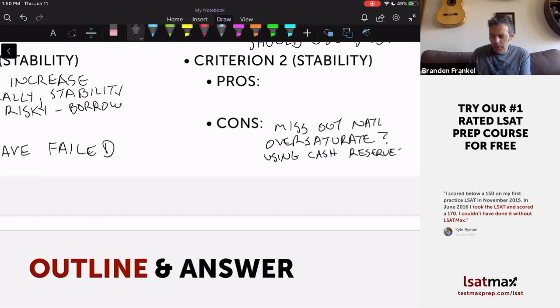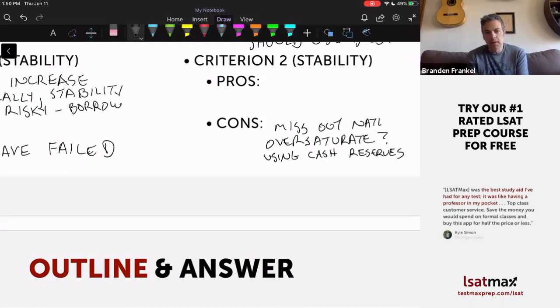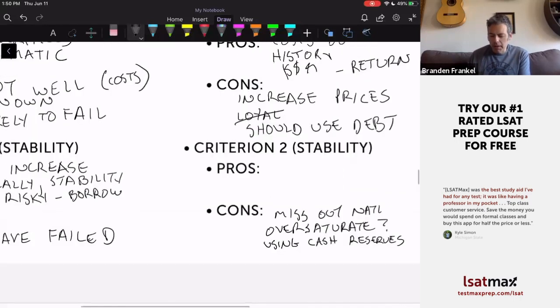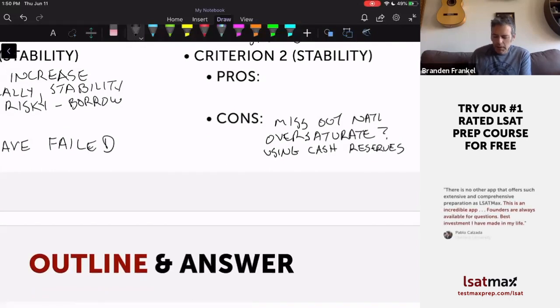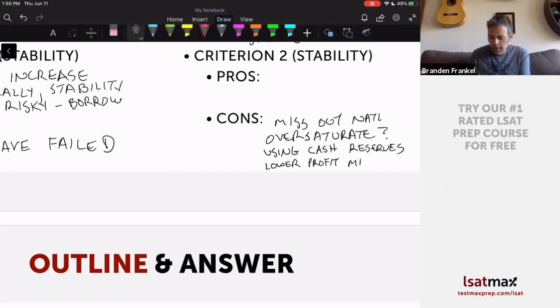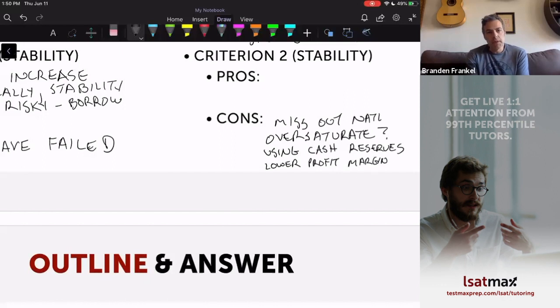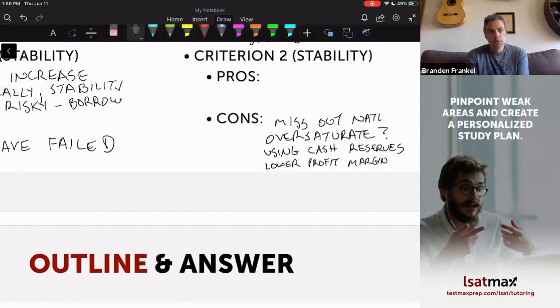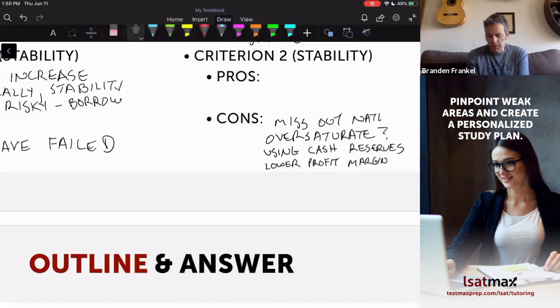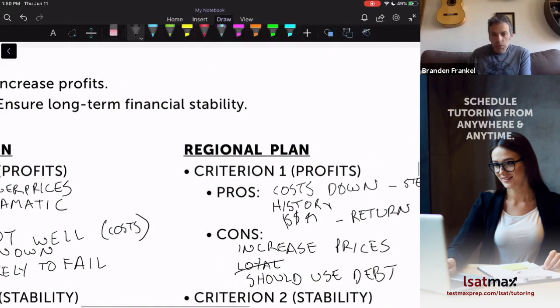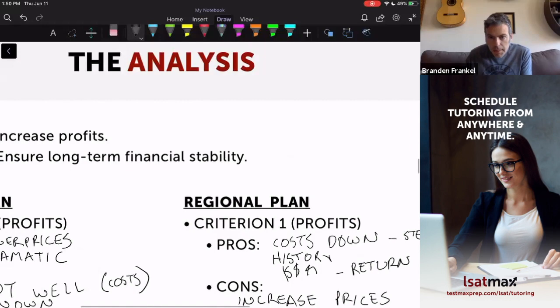Maybe it's a better idea to play with other people's money than it is to play with our own money. We have a lower profit margin, and that's a bad on the cons on profit, but I think it's also maybe bad here. We were talking about how that national plan could blow us up, make us rich beyond our wildest dreams. Well, maybe here, we're just going to stagnate and eventually we'll fall to pieces. So let's talk about the pros with regard to stability. I know I missed that.